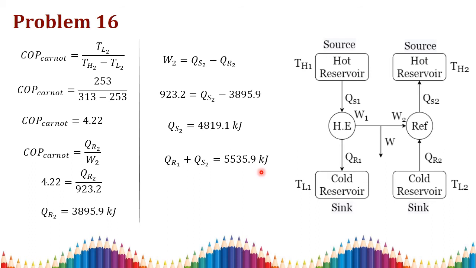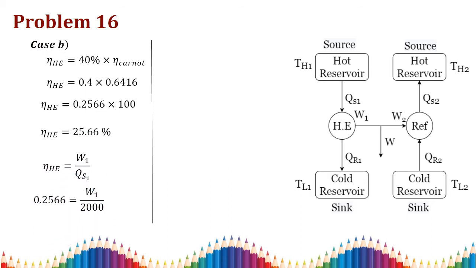So what are the steps we have proceeded here? We can carry out the case B. Instead of considering 100% efficient, we have to consider it as 40% efficient for either the heat engine and also your refrigerator. So the actual efficiency of the heat engine will be 40% of its maximum efficiency. The maximum efficiency is your Carnot efficiency that we found in the previous case A. There we have substituted values, and you find the efficiency of the heat engine will be 25.66%.